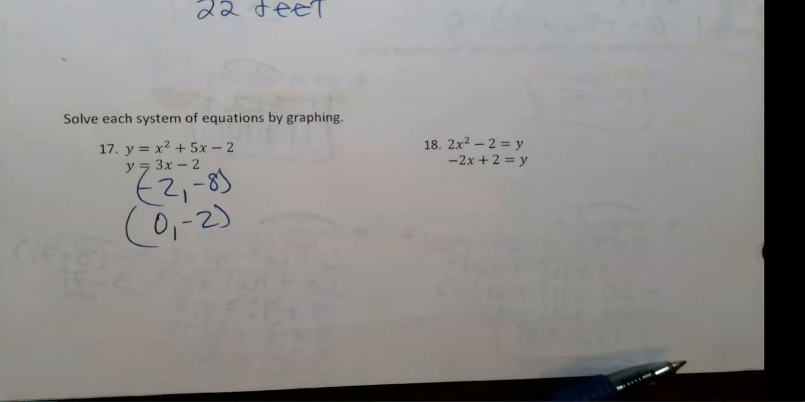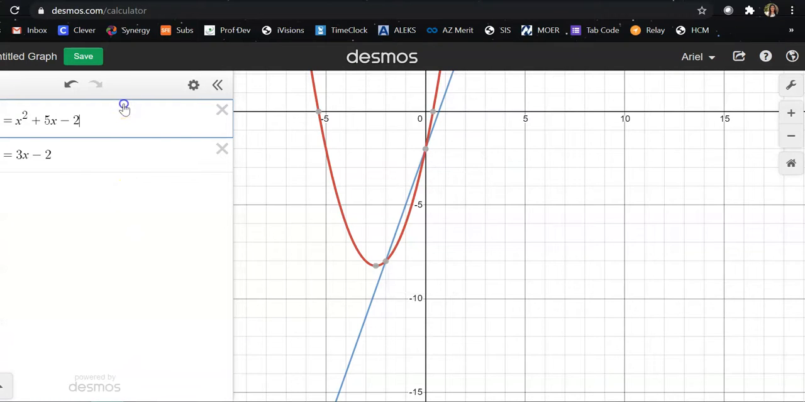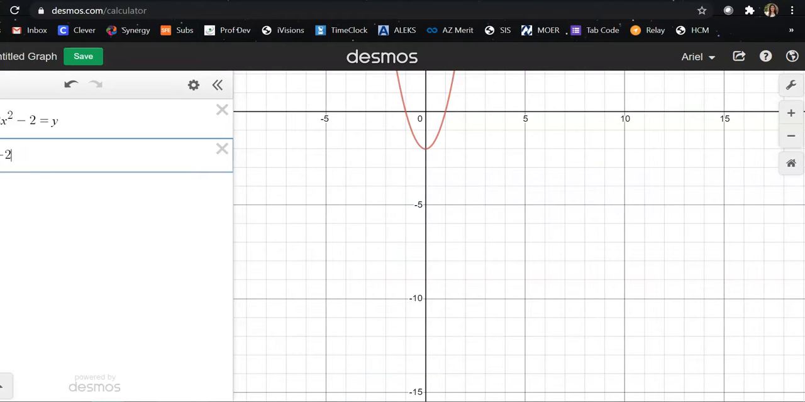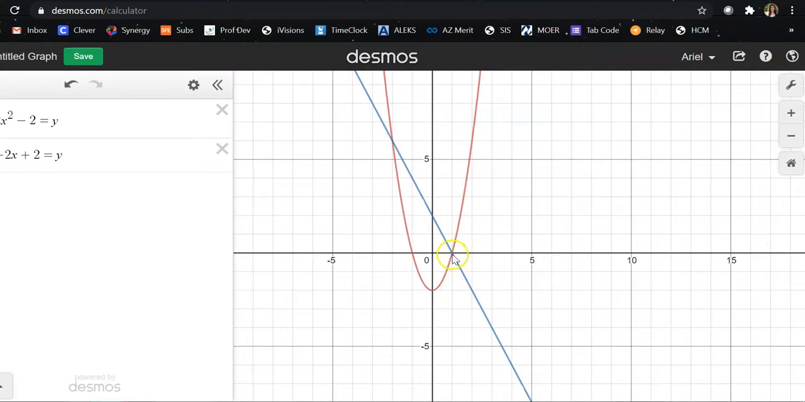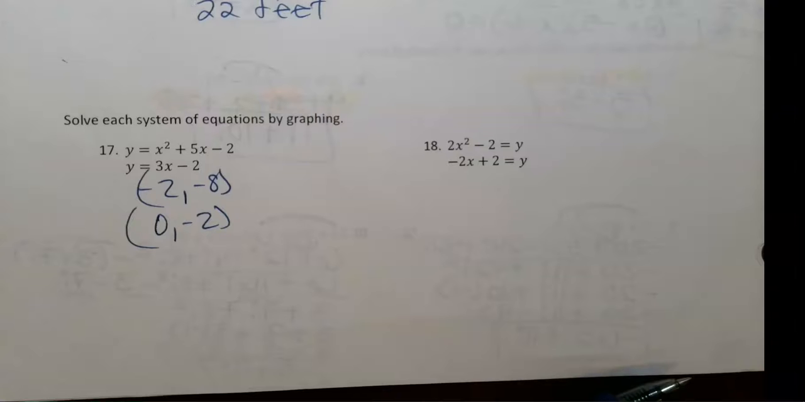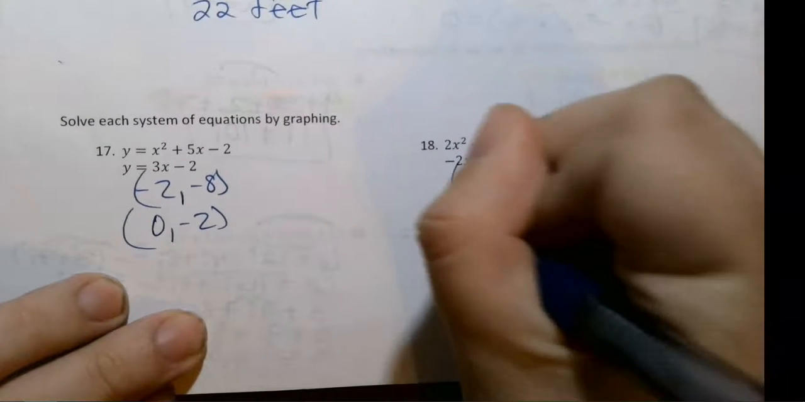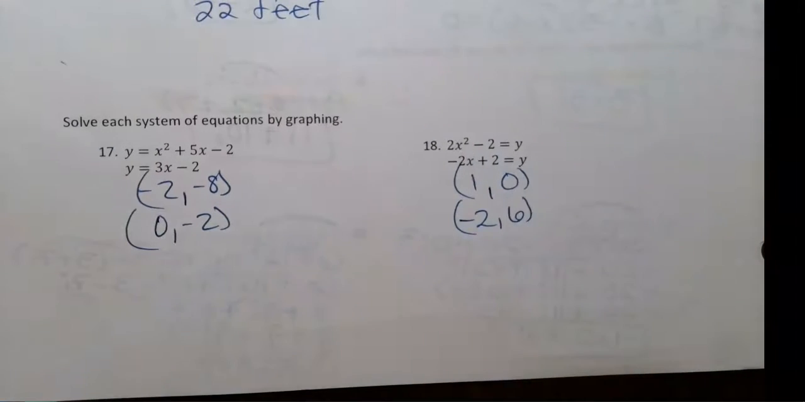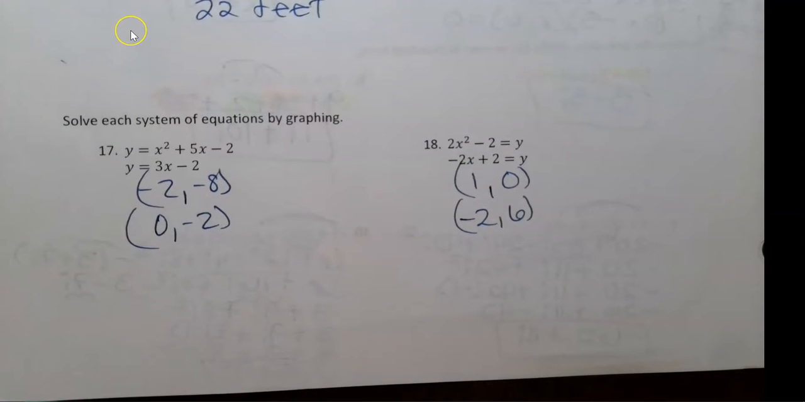Same thing for number 18. I want to type that into Desmos since it's equal to y. It doesn't matter that y is on the other side. So I have 2x squared minus 2 equals y. And then my second equation is negative 2x plus 2 equals y. This is 1, 0, and negative 2, 6. And those are my two answers here for number 18.